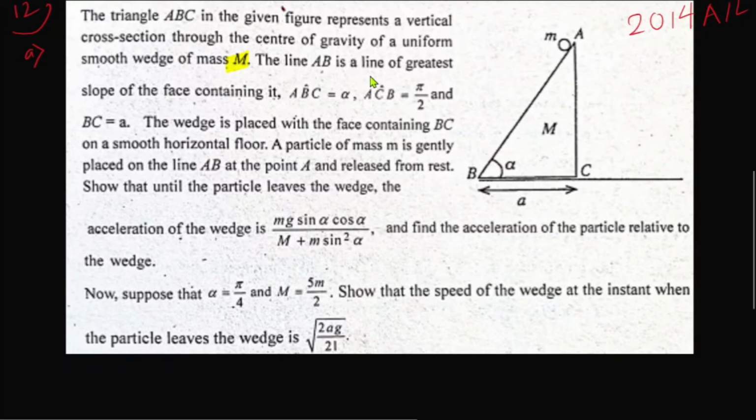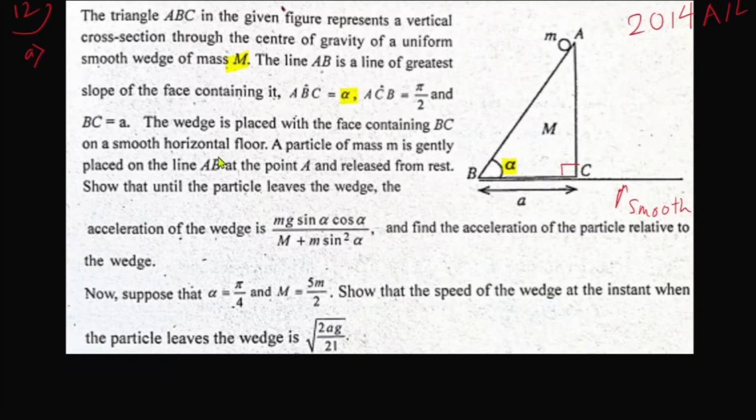Then the line AB is the line of greatest slope of the face containing it. ABC is alpha, and this is alpha. ACB is 90 degrees, and BC is equal to a. The wedge is placed with the face containing BC on a smooth horizontal floor. This floor is smooth, which means there is not going to be any sort of friction involved.